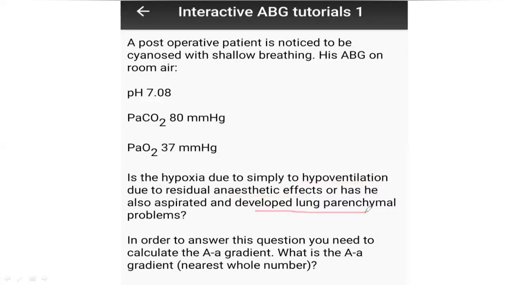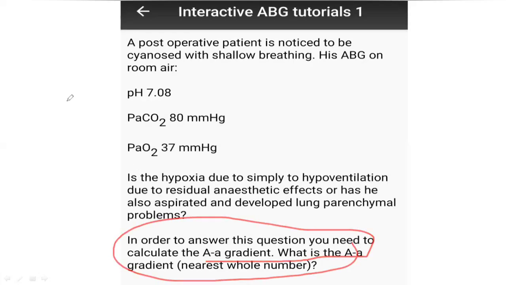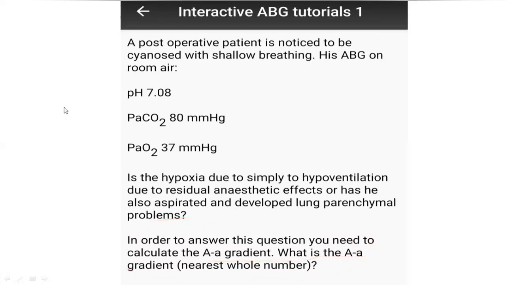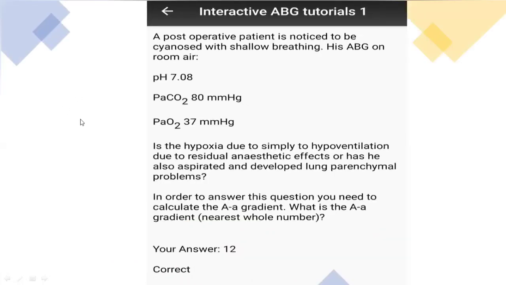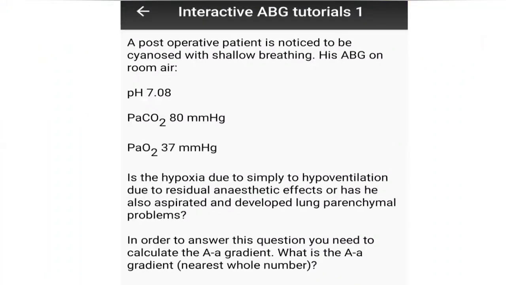For that, what do you have to do? You have to do the exercise of the AA gradient. Now tell me, what is the AA gradient here? Because they have mentioned room air, the patient is on room air. How will you do it? Oh, the answer is given. Come on. Now tell me, what is the AA gradient? What is the answer?